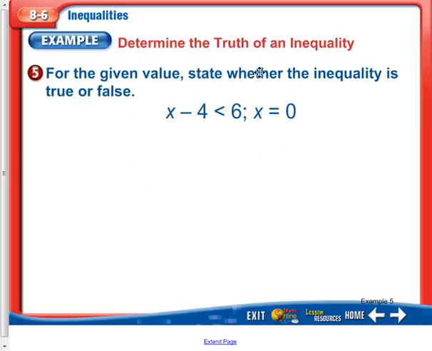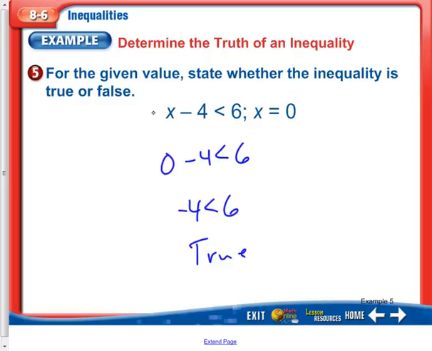For the given value, state whether the inequality is true or false. So is this true if I say that x equals 0? Well, let's plug that in. Let's say 0 minus 4 is less than 6. Well, 0 minus 4, that's just negative 4, is less than 6. So that is true. And we've proven that by showing the work, substituting the number for the variable, and then simplifying it on both sides.